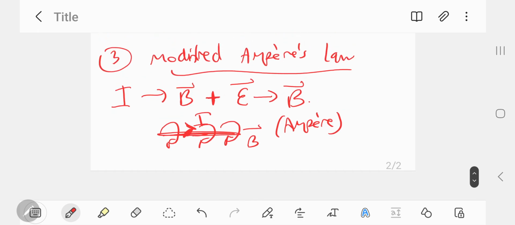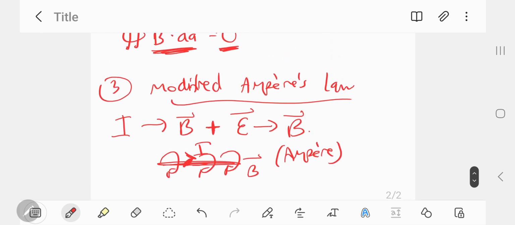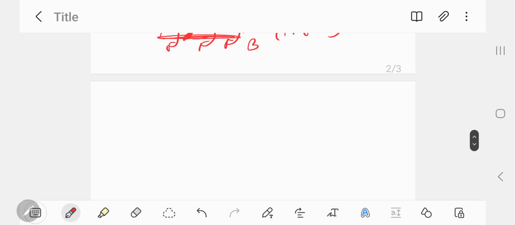But also Maxwell said, hang on, because Faraday's law of electromagnetic induction states that a changing magnetic flux induces a changing electric field, why not the reverse? Okay, and he used the idea of symmetry in his mathematics quite beautifully. This is the modified Ampere's law.